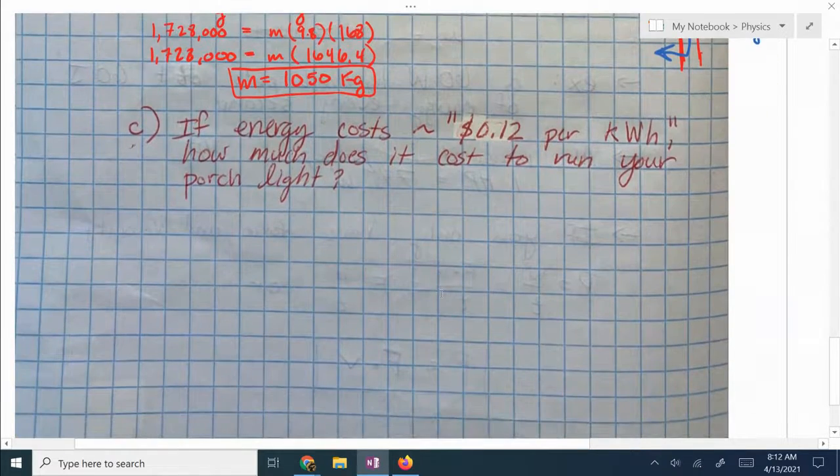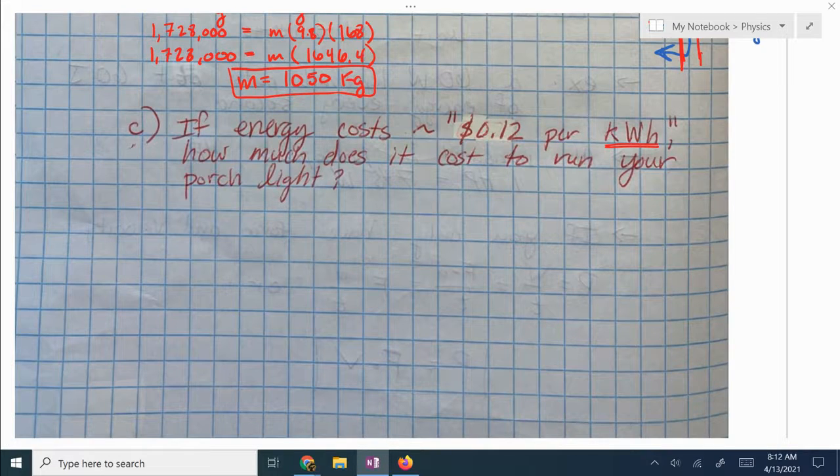So, if energy costs approximately 12 cents per kilowatt hour, which is fairly close to what it is here in the Pacific Northwest. We might be slightly lower than that, about 10 to 11 cents, it depends. It's not quite that straightforward. A kilowatt hour is a unit that we haven't seen before. It's kind of a really dumb way that we measure energy.